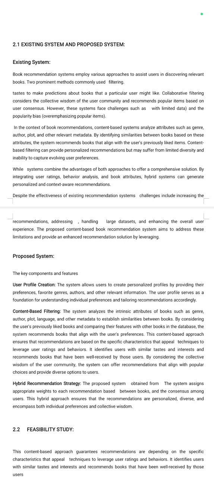Content-based filtering. The system analyzes the intrinsic attributes of books such as genre, author, and publication language, and other metadata to establish similarity between books.